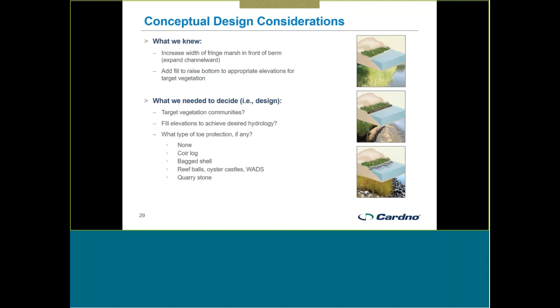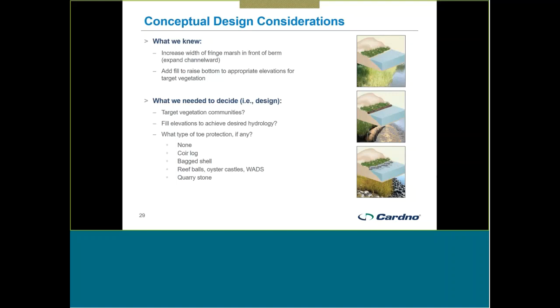So we started off, as I mentioned before, with the conceptual design, and we really looked at, well, what do we know? And then what do we need to figure out? We knew that we couldn't grade the slope back because we didn't have enough width. Remember, we had about 10 feet of berm intact remaining width. So we knew we wanted to build a bigger shoreline, and we had to build out into the channel. What that told us is we're raising the bottom elevation.